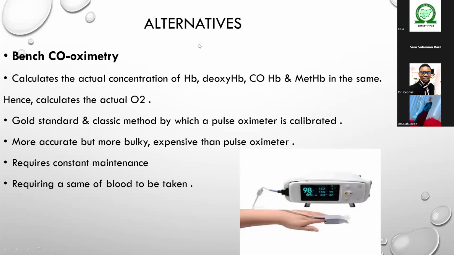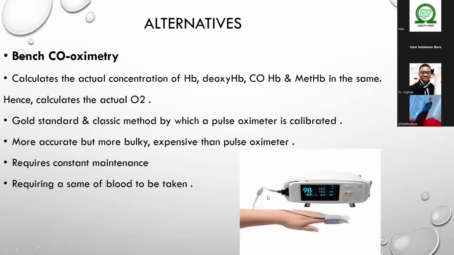So the alternative multi-parameter method that I mentioned earlier, the bench co-oximetry, calculates the actual concentration of deoxyhemoglobin, carboxyhemoglobin, and methemoglobin, and then gives the figure of the oxyhemoglobin. It will analyze each of the wavelengths in that arterial medium, hence it calculates the actual oxygen. So we can say it's like a gold standard and classical method by which the pulse oximeter we are using now is calibrated, but it's not the whole of oximetry. It's more bulky, it's expensive, and it requires constant maintenance. Some of them do not have this attached probe. If you don't use this attached probe, then you might need to take samples and put them in the cartridge to read it.